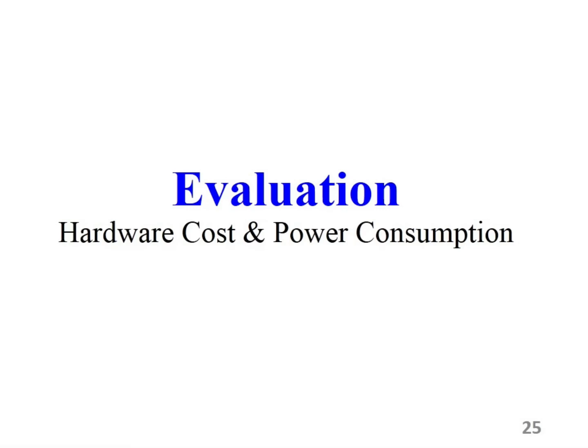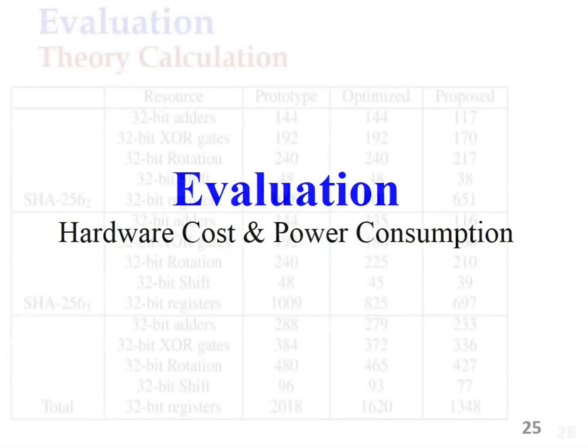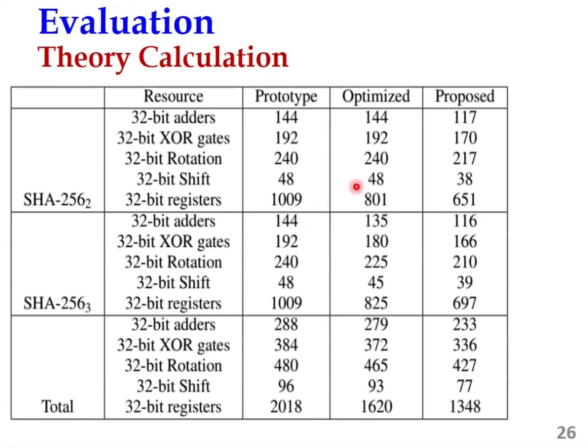In this section, we want to talk about the evaluation of hardware cost and power consumption. Firstly, we introduce the evaluation in theory. In this section, we review the related two architectures. The prototype architecture is almost the basic architecture to achieve high performance for Bitcoin mining hardware. In particular, SHA-256 State 2 and SHA-256 State 3 are fully unrolled in the prototype architecture. The second one is the optimized architecture. Here, the optimized architecture is a set of the best innovations from related work to improve the prototype architecture.